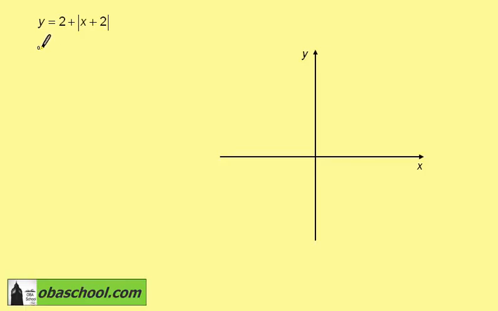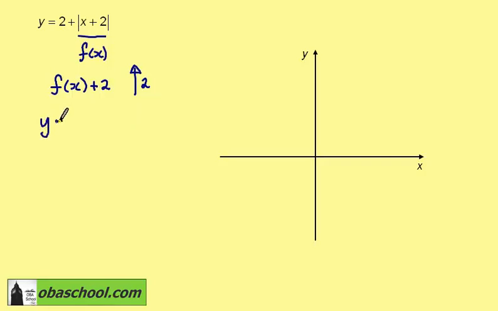We want to sketch y equals 2 plus the modulus of x plus 2. If we consider the modulus of x plus 2 here to be f(x), we can see we have a graph of the form f(x) plus 2, and we know that adding 2 is a transformation which gives a vertical shift of 2 units upwards.